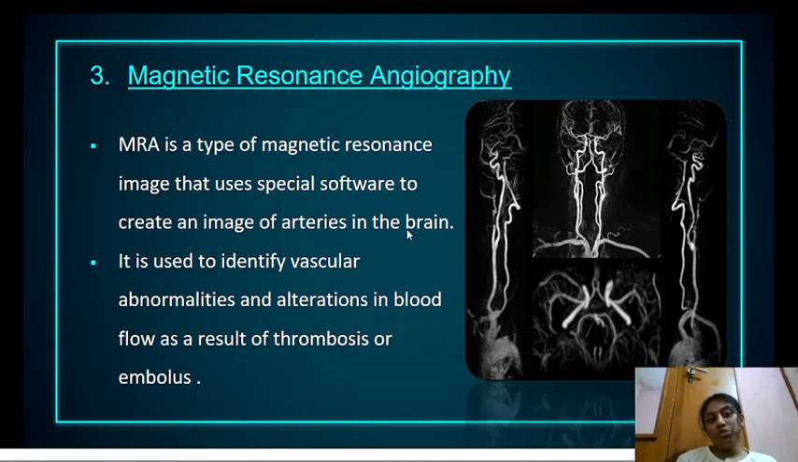Magnetic resonance angiography is a type of magnetic resonance imaging that uses special software to create an image of arteries in the brain. It is used to identify vascular abnormalities and alterations in the blood flow as a result of thrombosis or embolus. So this has the same function as the DSA, but this is a non-invasive technique and it is mostly used. You can see the image.